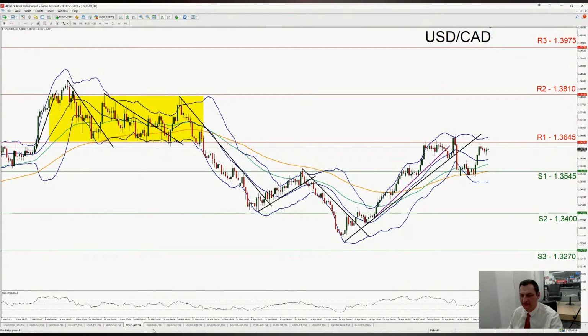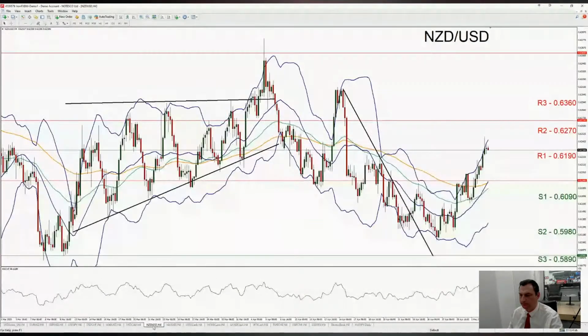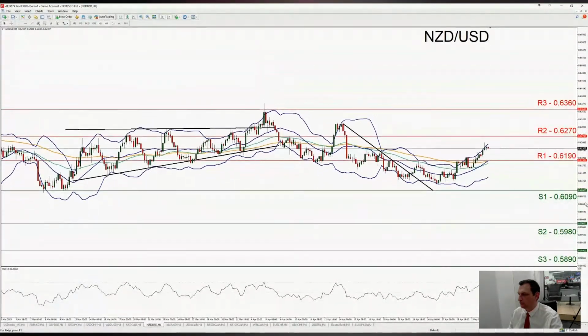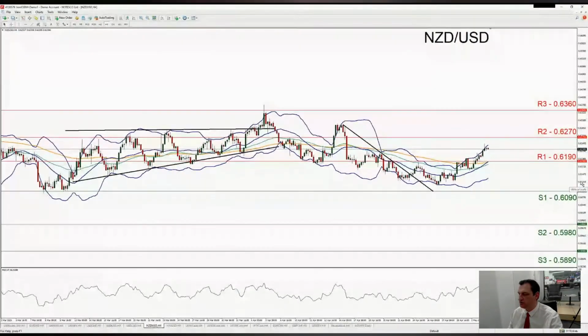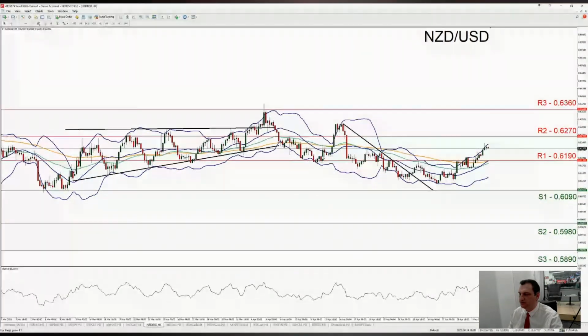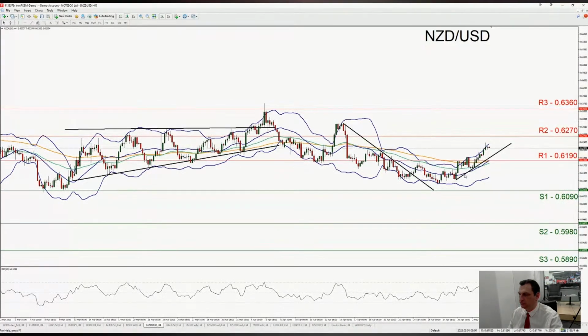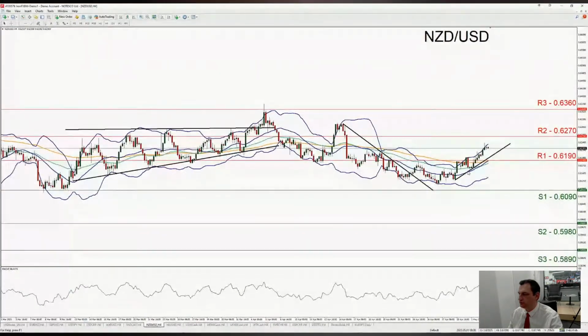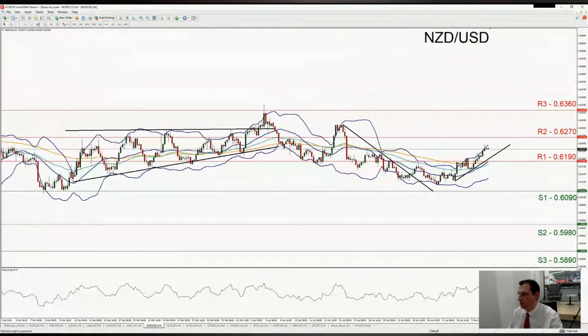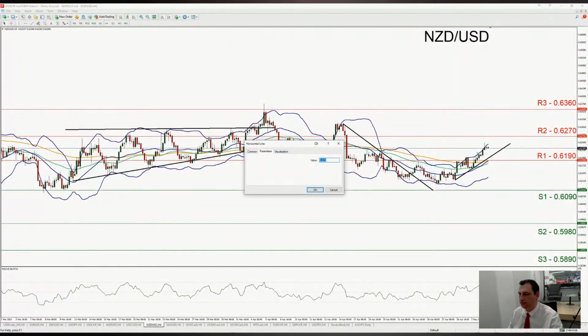Okay, let's have a look at the Kiwi against the US dollar. The Kiwi, which in contrast to the Aussie and the Canadian dollar, maintained its strength against the USD, allowing us to draw a nice upward trend line here. Note that it had higher peaks, higher troughs. Definitely the R1 has to be turned into a support line.